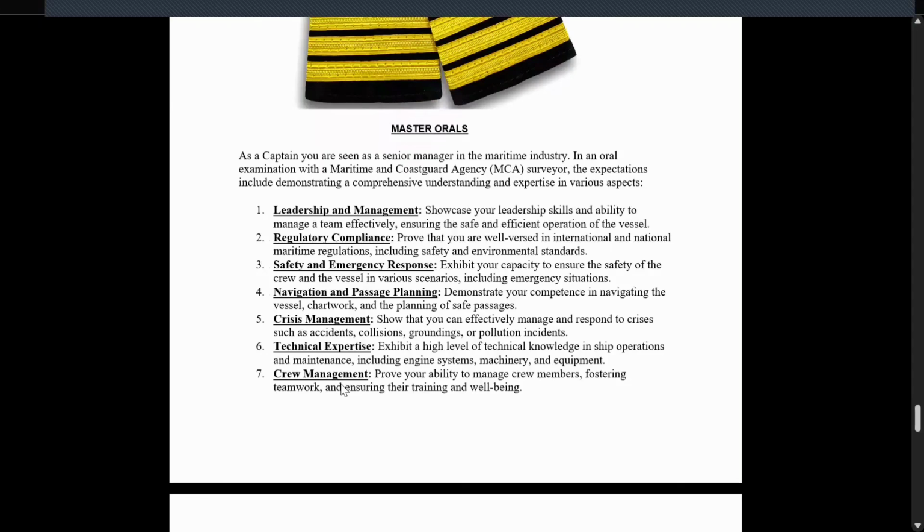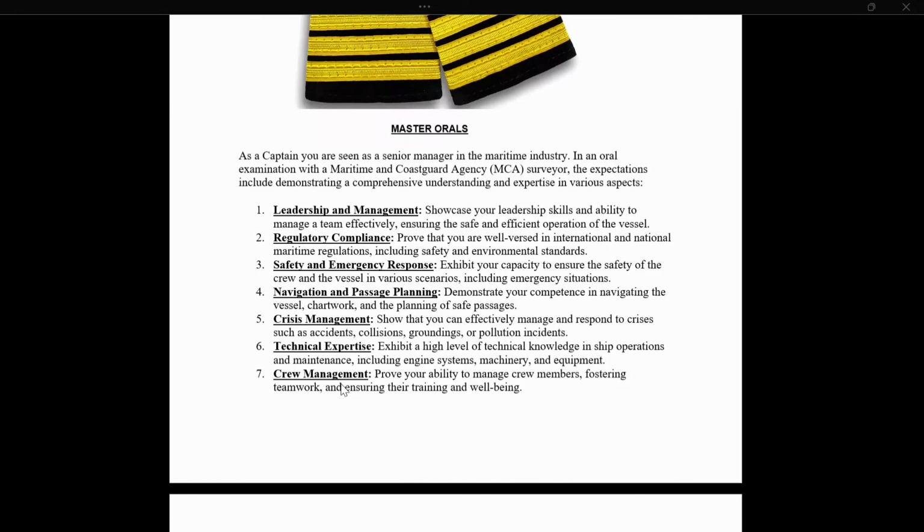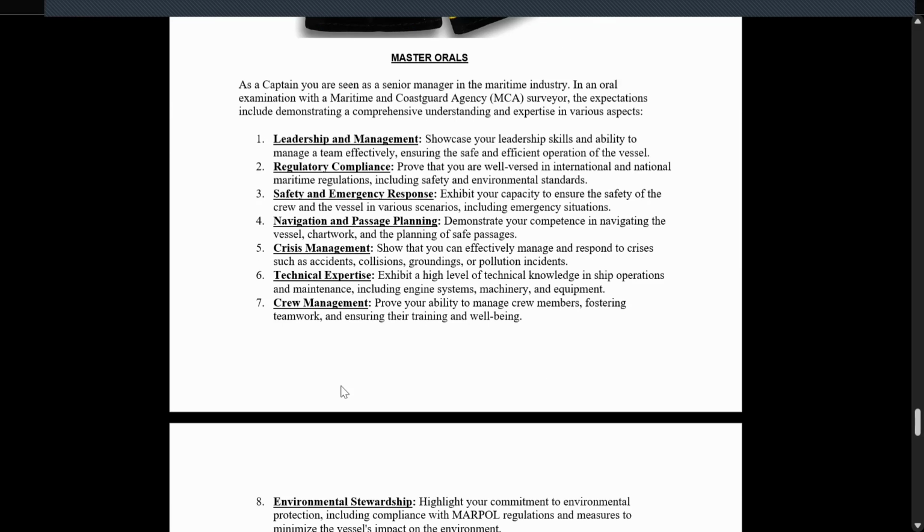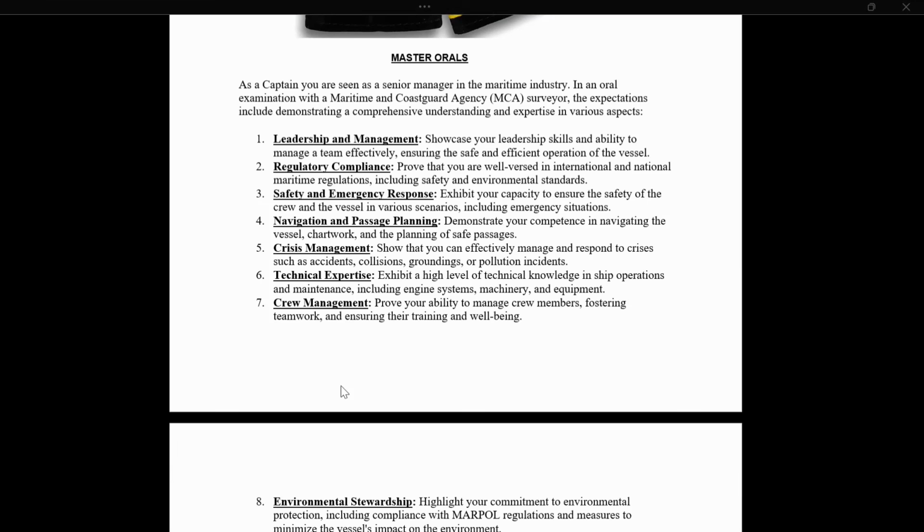Now, what is the master oral? As a captain, they see you as a senior manager on board a vessel. In the oral examination, they'll treat you like a senior manager and test you on your management skill set. Obviously, number one will be leadership and management. The second point will be regulatory compliance, whether you know national or international maritime law or not. Then safety and emergency response. How will you keep your vessel safe? They'll throw various scenarios at you, including emergency situations.